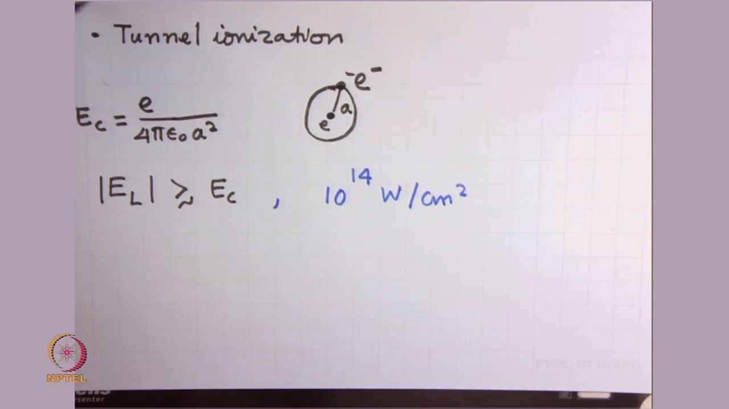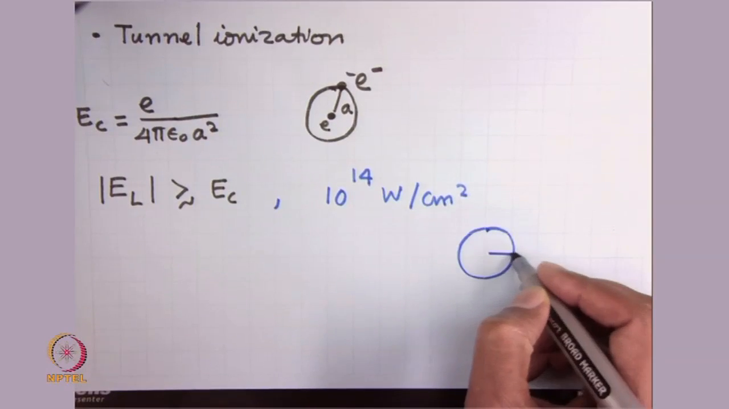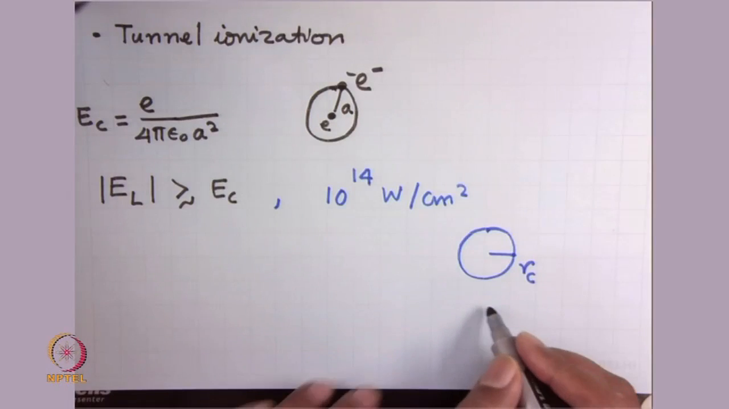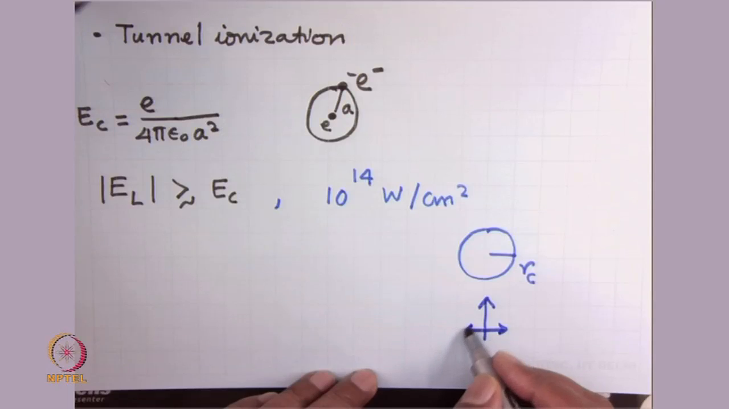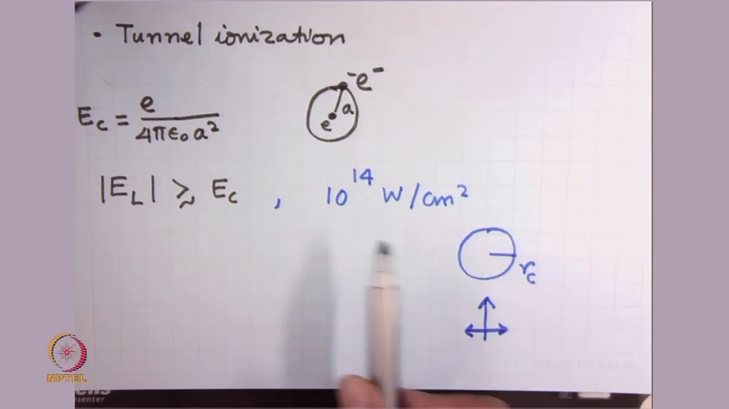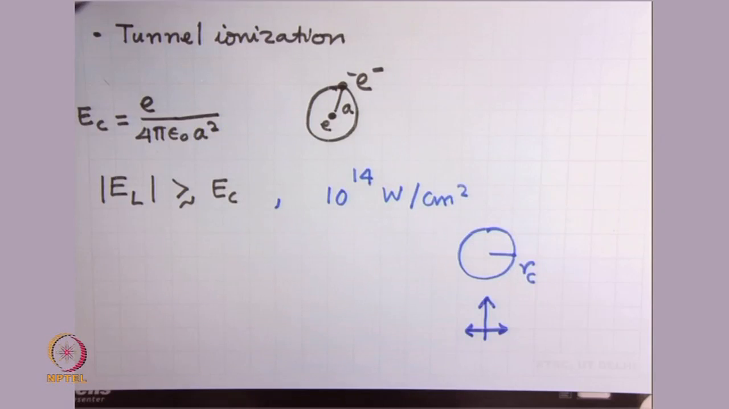And if you have a system with clusters in which there are many atoms, say a cluster of radius R_C, and the laser shines on this cluster, this is my laser coming in, and this is the direction of the electric field. If the intensity of the laser is higher than 10 to the 14 watt per centimeter squared, then the laser can also cause tunnel ionization of all the atoms inside the cluster and convert it into a plasma ball.